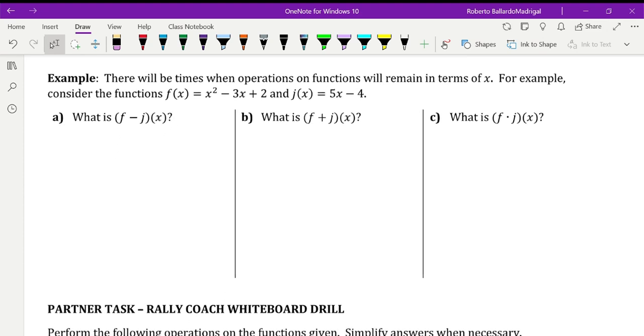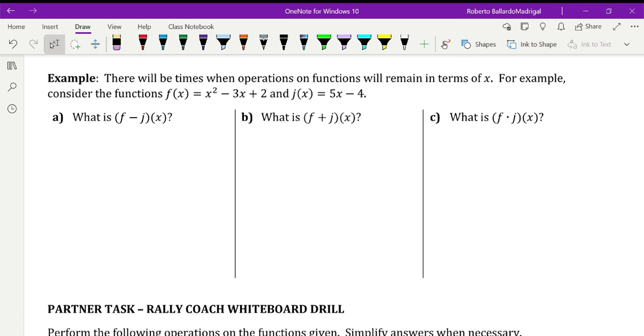Okay. So there will be times when operations on functions will remain in terms of x, meaning there will be times where you will not have an input. So how can you solve something? How can you combine if you don't have an input? Let's consider the functions f of x and j of x, and we're going to find the following.